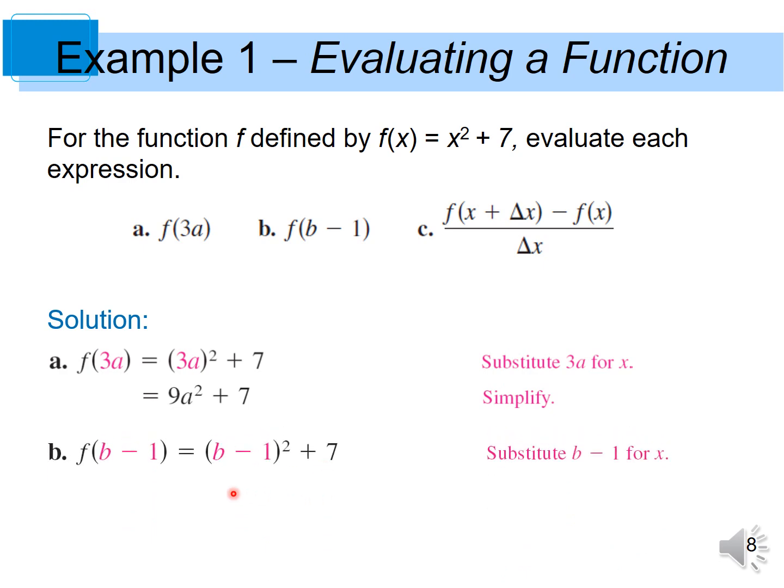For b, f of b minus 1. The method is still the same. You replace the x by b minus 1. So the x here is replaced by b minus 1, and you got this expression. Then you expand the b minus 1 squared. So this is the expansion. Then you simplify.